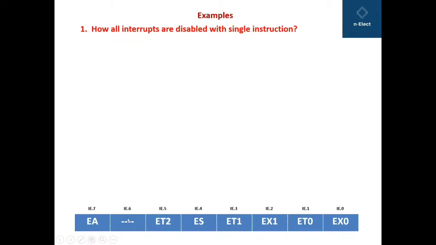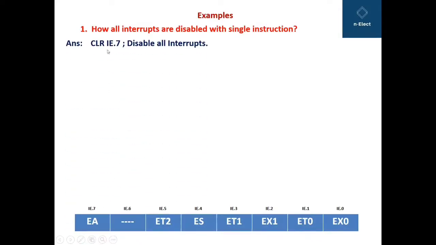Now we have shown here this interrupt enable register, and in the previous slide itself we have seen the details about this. This EA is enable all. If this bit is 0, then all other interrupts will be disabled. And what is required here? How all interrupts are disabled. So in order to disable all the interrupts, only one thing we will have to do, that is make this EA 0. So to make EA 0, we will have to clear this bit.